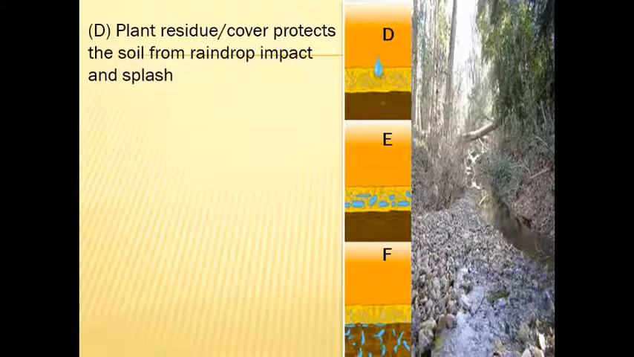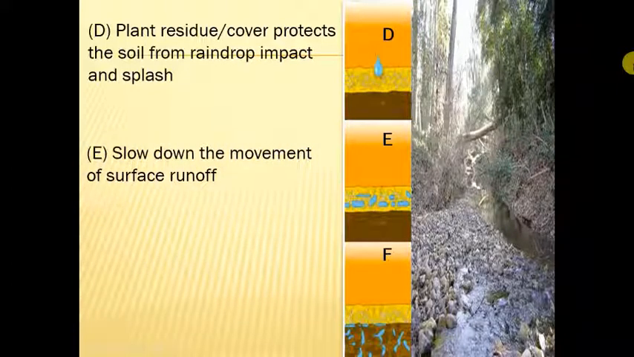Let's look at how this situation is reversed when there is a soil cover, or what we call a mulch. This photograph shows the plant residue or cover protects the soil from raindrops and the impact of splashes. This process tends to slow down the movement of surface runoff.